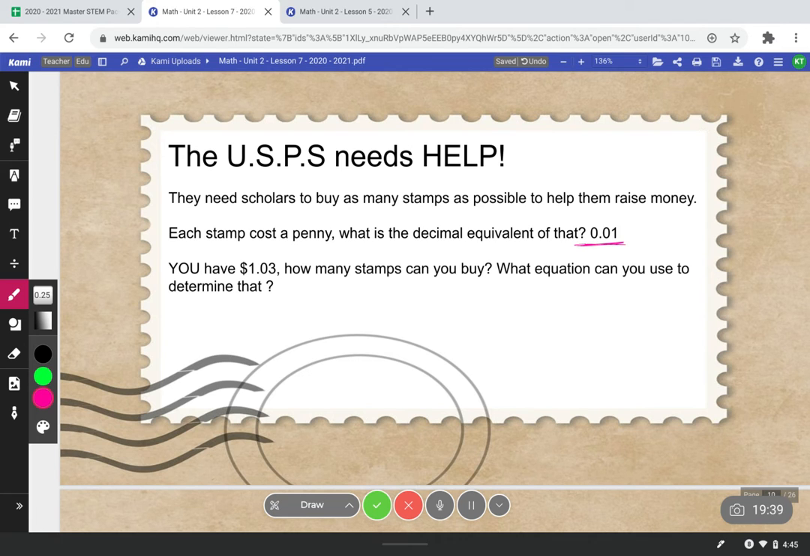Well, I know I need $1 equals 100 pennies. And I see I have $1.03. So I can have 100 pennies and then I have 3 cents, plus 3 pennies. That tells me 103 stamps. I can buy 103 stamps.